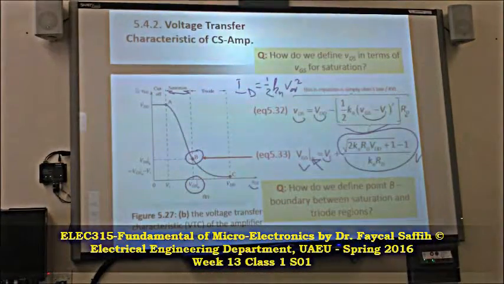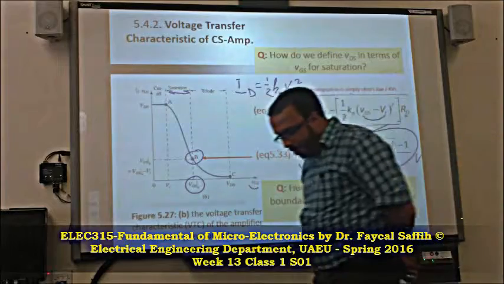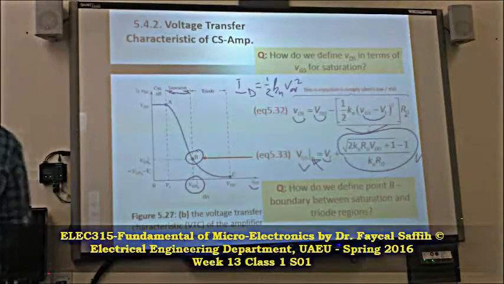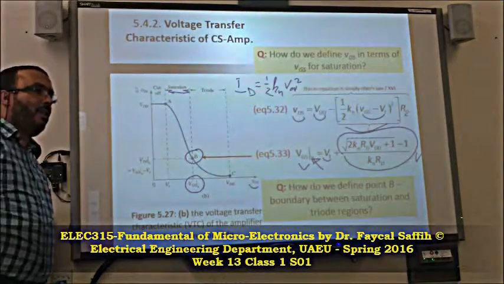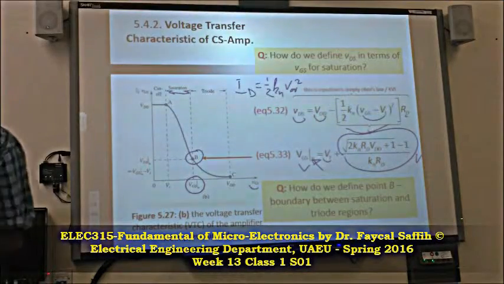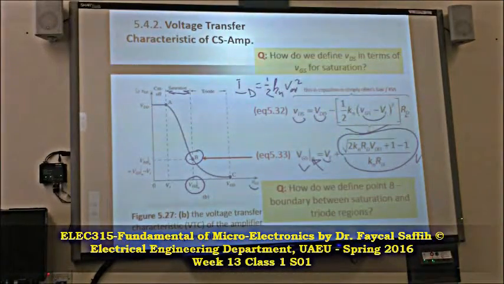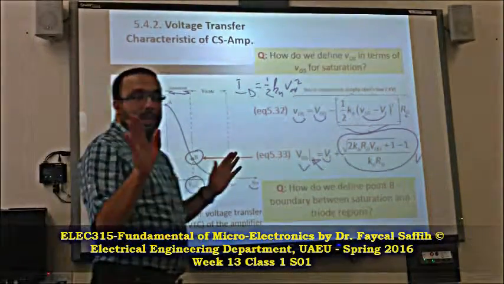How do we define point B? Boundary between saturation and triode. It's not difficult. If you see the solution, you will say the slides don't have it. There are 3 laws that we took about the gm. You don't need gm. Are we talking about any AC, or no? We can fix them. No, very easy, very simple.